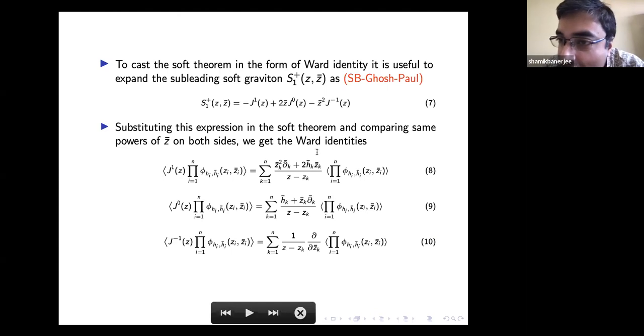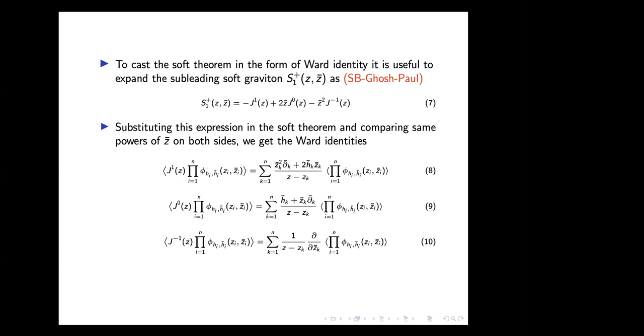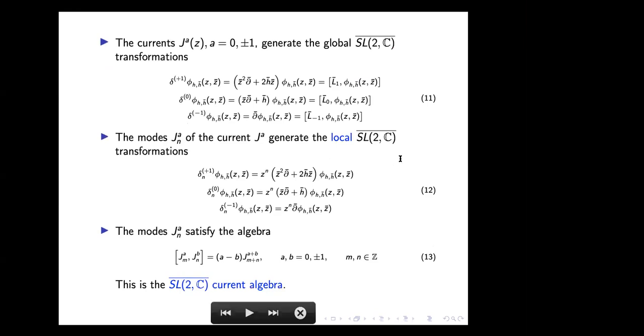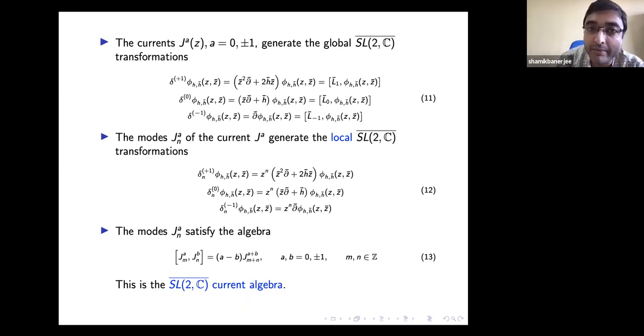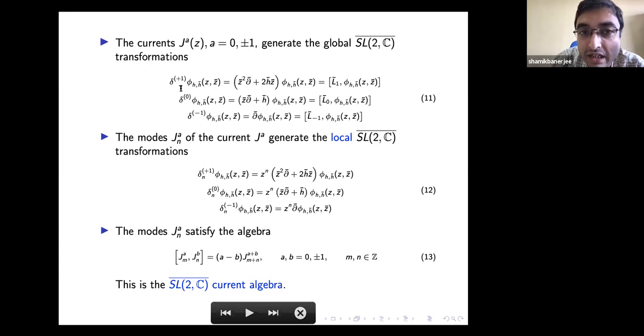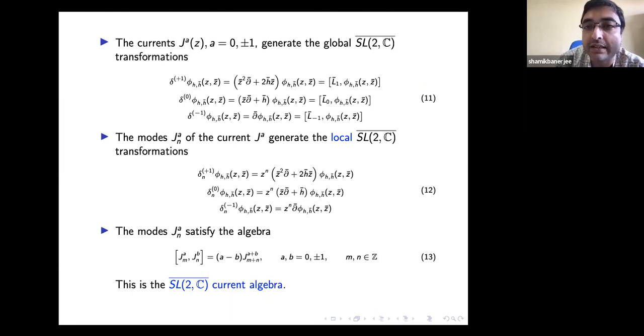And the fact that you're talking about SL2C bar is because you're taking S1 plus. If you were to take S1 minus, then you would get SL2C. Yes. So I call this SL2C bar because it comes from the S1 plus. If you take the S1 minus, you get the SL2C. And I call it the SL2C bar current algebra because these Ward identities are equivalent to the global transformations of this form. You are just making part of this Lorentz group local.